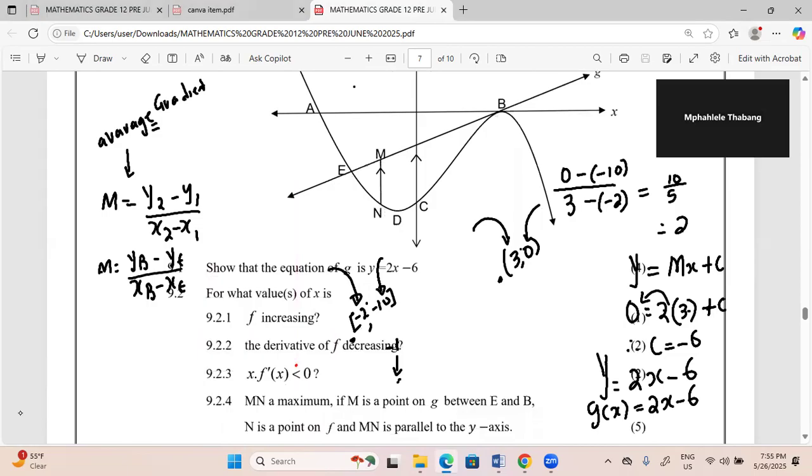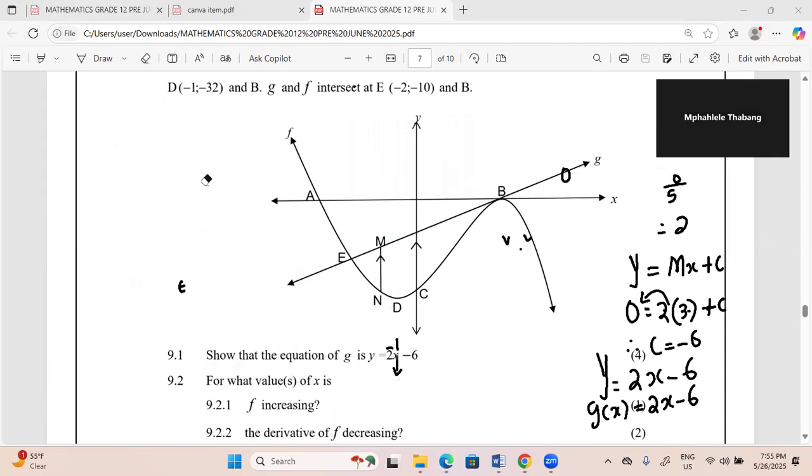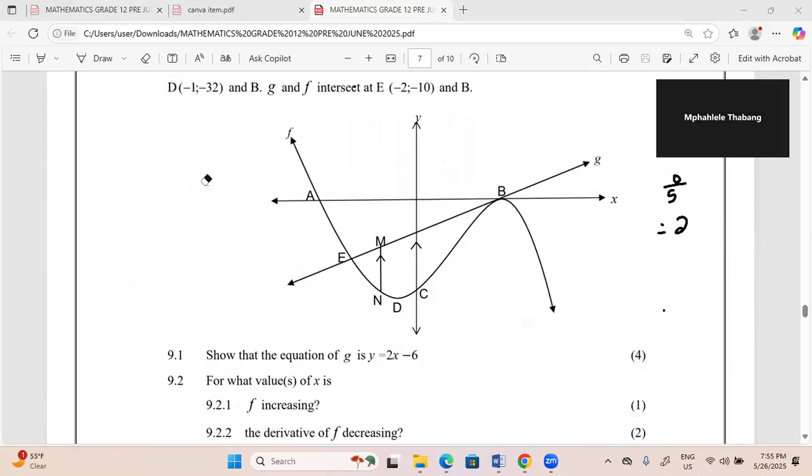Okay, now for what values of x is f increasing? I love this question. Whenever you study your function, observe it from the left. So I'm going to observe f from the left. Let me use the red color, and then I am moving along f. If I'm moving from the left downwards, it means the function f is decreasing. So the function f is decreasing up until the turning point. So here f is decreasing.